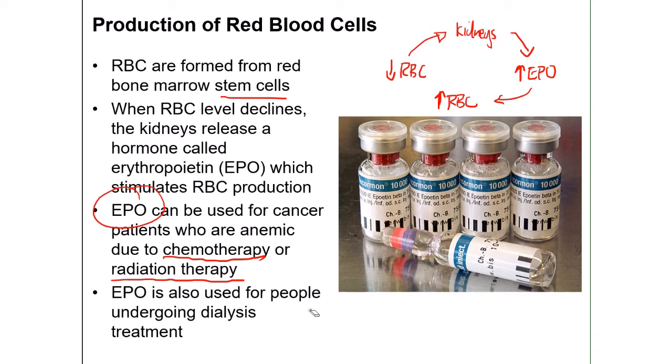Also, EPO can be given to people who undergo dialysis treatment. Right? In dialysis treatment, for people with kidney failure, for example, a lot of times the blood cells die as a result of going through the tubings and the machines, and they too can become a little bit anemic. So with the injection of EPO, that could adjust for the side effects.